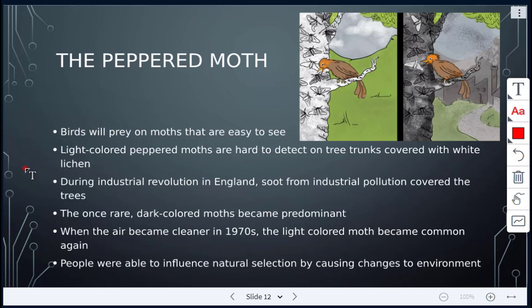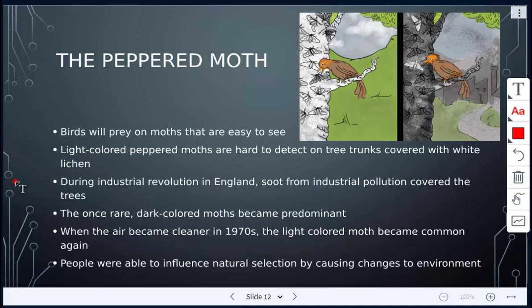But what happened is during the Industrial Revolution in England, the soot from industrial pollution started to cover the trees. So now the trees were covered with this darker soot. So the once rare dark colored moths became predominant, right? Because now they are able to camouflage and blend in, and now the birds can see the white moths, the lighter colored moths, and those are the ones that were getting eaten.